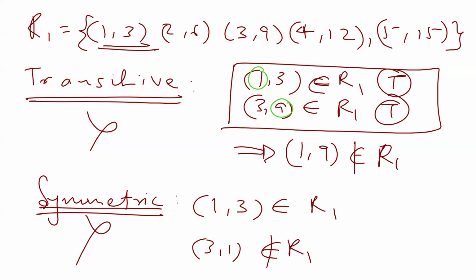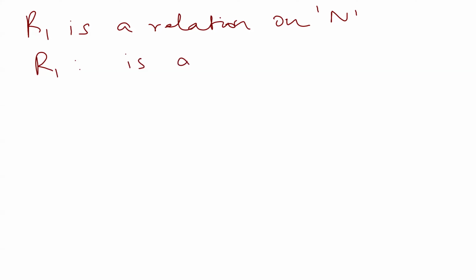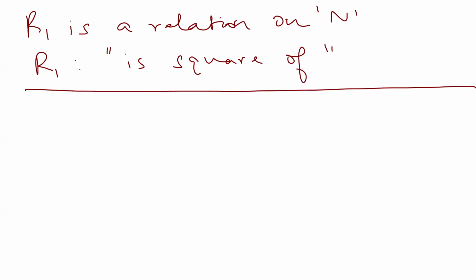Next example. R1 is a relation on natural numbers, and R1 is defined as "is square of." That means the first number is the square of the other number. So we will check reflexive property.